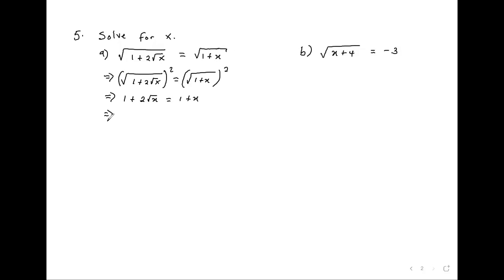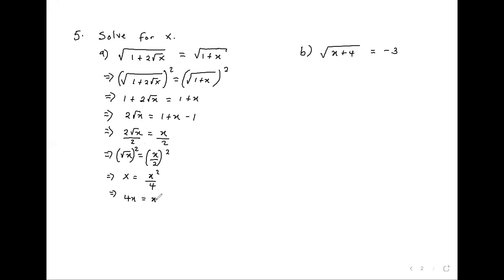So we take this one to the other side, and we'll have 2 root x is equal to 1 plus x minus 1. So the ones there will go, and we'll have 2 root x is equal to x. We still have a root here. We can choose to divide by 2, so that the root remains alone. And then square, but we can't just square the root, we also have to square the other side. So now we have x is equal to x squared over 4. Then we cross multiply again. 4x is equal to x squared.